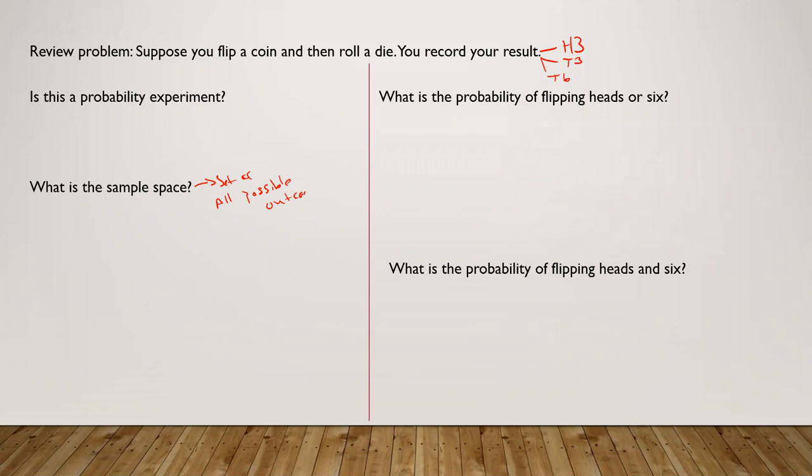And then this is where it gets a little bit different, okay? What's the probability you flip heads or you roll a 6? Okay, that's one question. And the next question is, what is the probability of flipping heads and getting a 6? Okay, so notice the subtle difference here of the or statement and the and statement, okay?